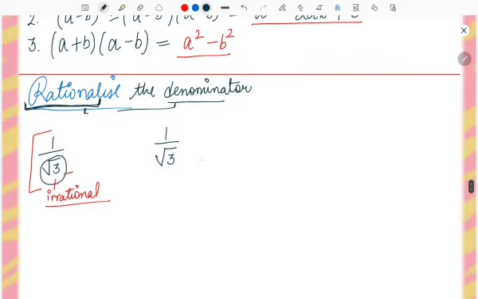Now what are we going to do? We are going to multiply the numerator and denominator both by root 3. Both we will multiply by what? Root 3. Now when you multiply and divide by the same number, it makes no difference to the fraction, does it?